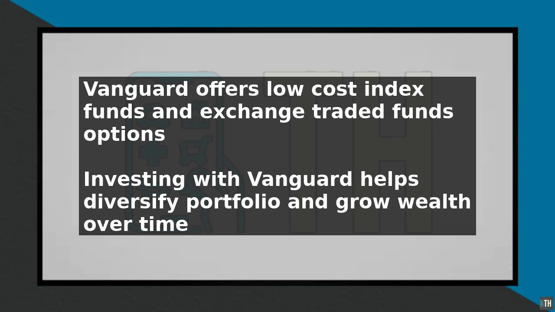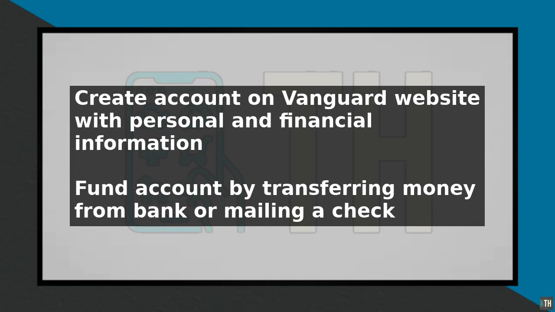Once your account is set up and funded, you can begin exploring the various investment options available through Vanguard. The company offers a wide range of index funds and ETFs that track different segments of the market, such as the S&P 500, international stocks, and bonds. You can browse the available options on the Vanguard website and choose the ones that best fit your investment goals and risk tolerance.